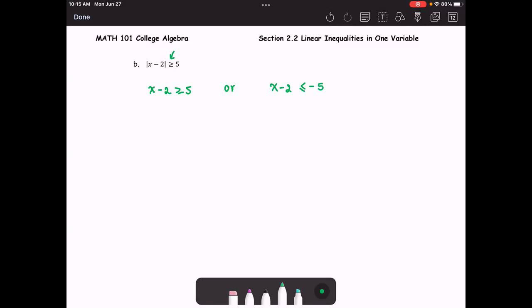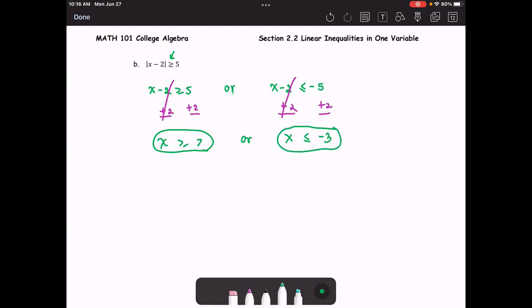The left-hand side one, just add 2 to both sides of the inequality. Then we get x greater than or equal to 7 as one solution set. And the other one, joined with the or. Same way, we're going to add 2 to both sides of the inequality. Then we get x on the left less than or equal to negative 3 as another solution.